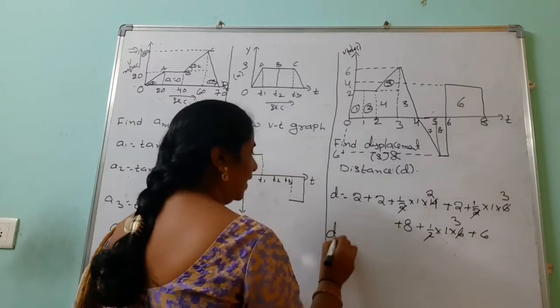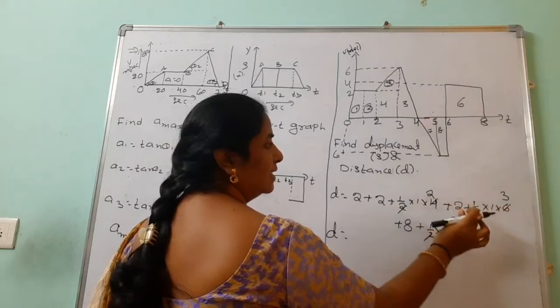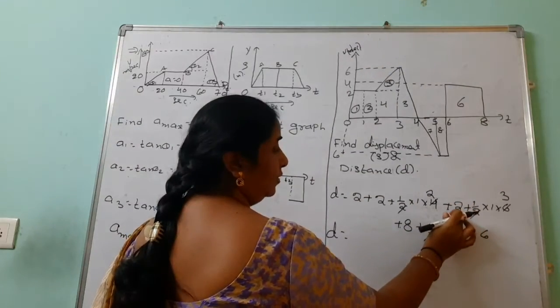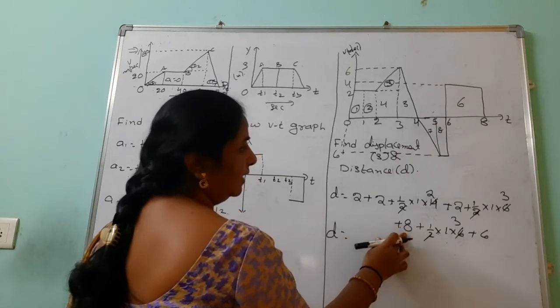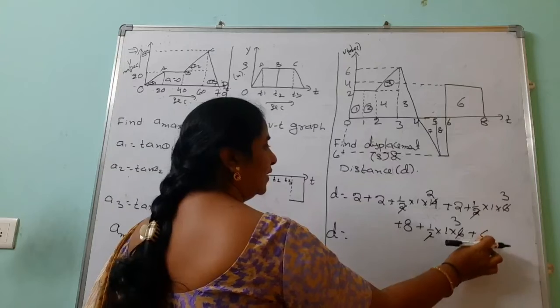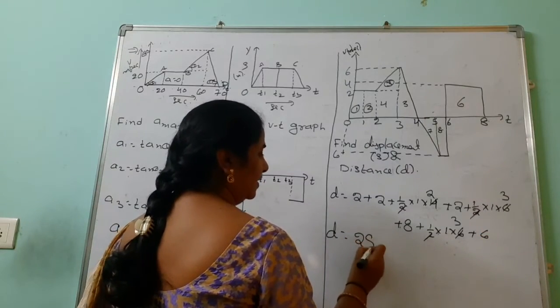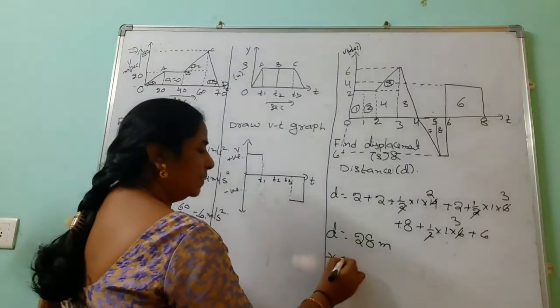So add all these. 2 plus 2, 4. 4 plus 2, 6. 6 plus 2 is 8. 8 plus 3 is 11. This is 19. 19 plus 3 is 22. 22 plus 6 is 28 meters. This is the distance. Then how to find out the displacement?